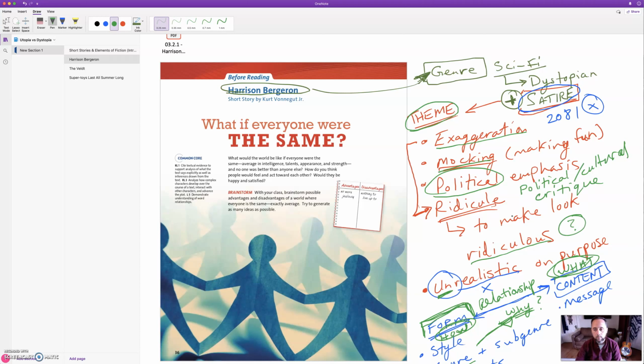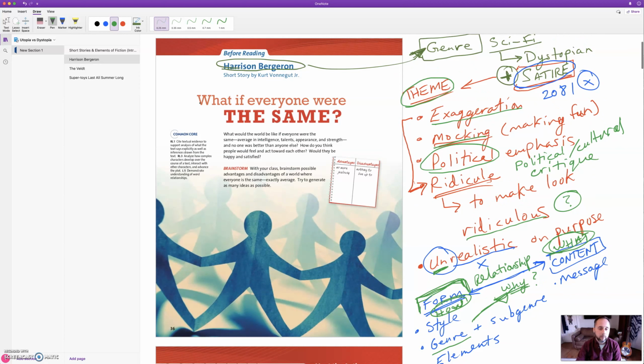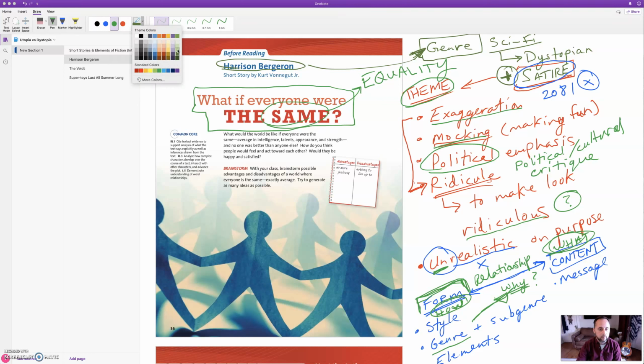Now, this document is asking, what if everyone were the same? Sameness is not quite the same as the idea of equality. So what the text is doing is a thought experiment about total equality.